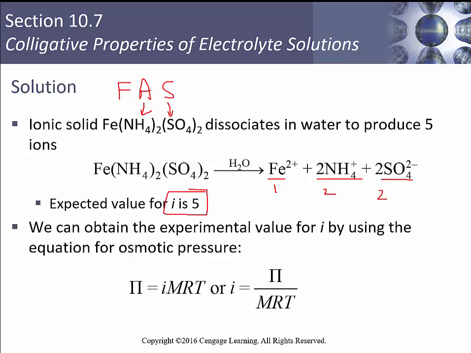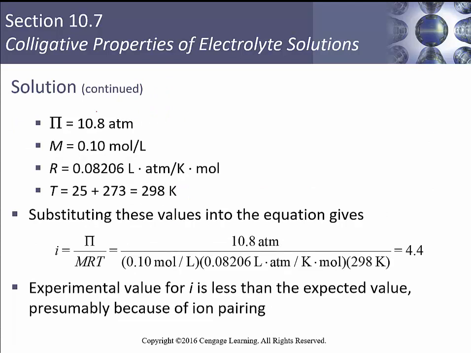experimental value for i by using the equation for osmotic pressure. Pi is equal to i times mRT. Rearrange it and i is equal to pi over mRT. We said that our pressure was 10.8 atmospheres. Our molarity was 0.1 moles per liter. R is 0.0821 liter atmospheres per mole Kelvin. And we're going to use 298 K. So we know pi, we know M, we know R, we know T. We can solve for i.